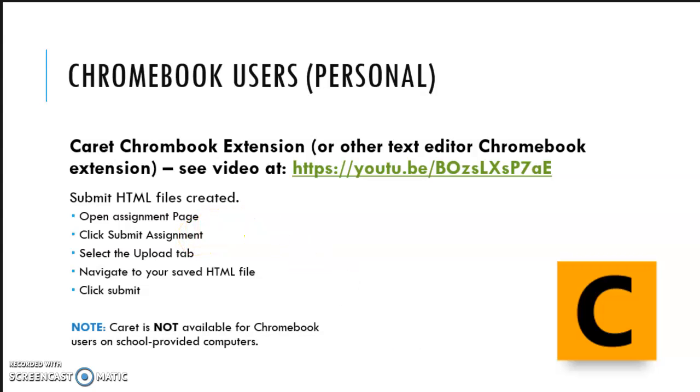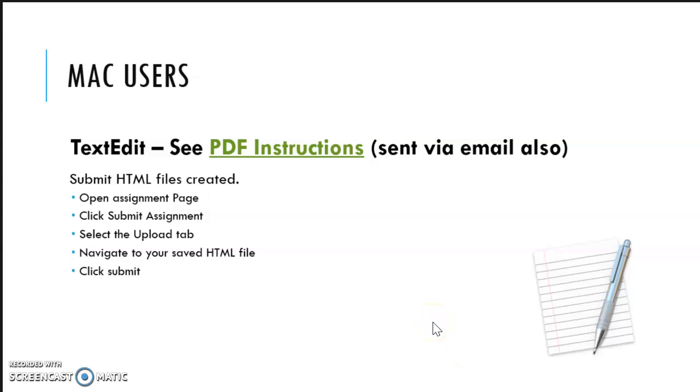Finally, we're going to talk about Mac users. Mac users are going to use TextEdit. It's located on their computer. You just have to do a search to find TextEdit. I've got some instructions I'm going to attach to this email. Go ahead and take a look at how to use TextEdit to develop your web pages. It's going to be the same way as submitting a Notepad or Carrot created HTML file. You're just going to go into the classroom, submit assignment, use the upload tab and the file icon to navigate to your HTML file, and then once it's attached, submit.